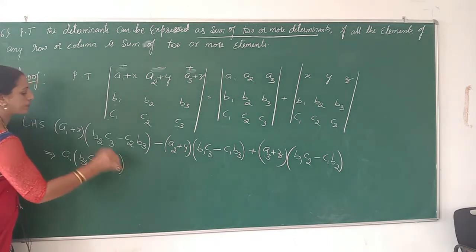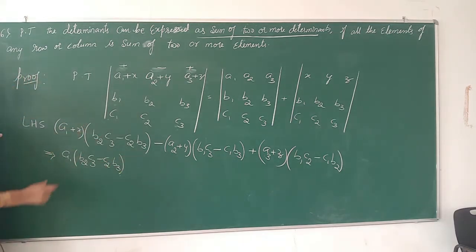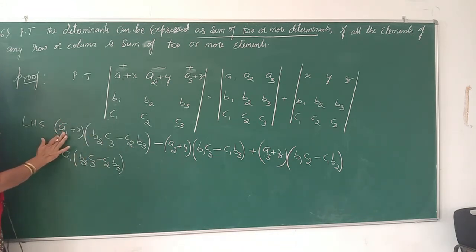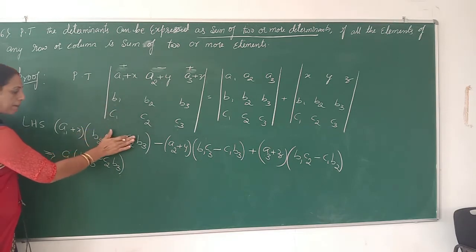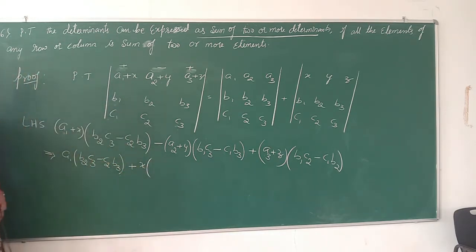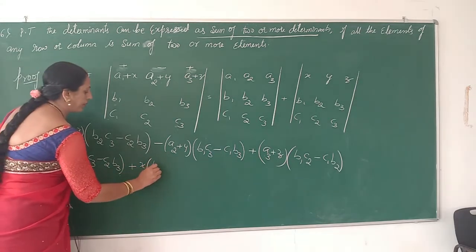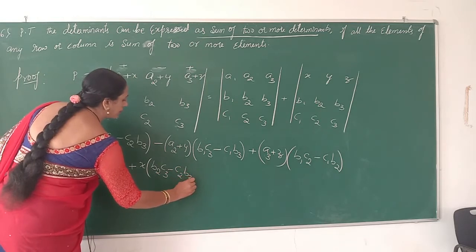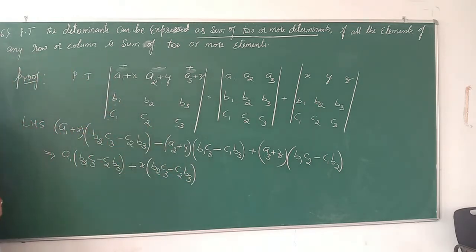It can be expanded in detailed form, but it's not necessary. So all terms are first multiplied with A1. Similarly, the same pair is multiplied with X, that is X of B2C3 minus C2B3, that is the next pair.